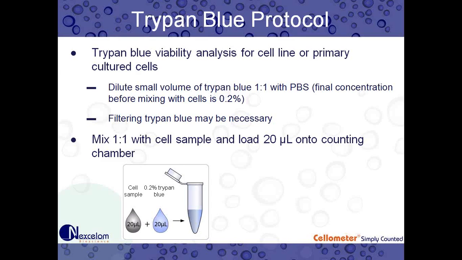So now we can move on to how to perform the Trypan Blue assay. It's a very simple assay, and it can be used for cell lines and primary cultured cells. You start by diluting a small amount of Trypan Blue 1:1 with PBS, phosphate buffered saline, to give a final concentration before mixing the cells of 0.2%. Often it comes from the vendor at 0.4%. If the Trypan Blue you're working with is of an older stock, you may be required to filter it, and that will remove any crystallized fragments that can get into our slide. So once you've done that, mix the Trypan Blue 1:1 with your cell sample and load 20 microliters into the counting chamber, and it's ready to be imaged.